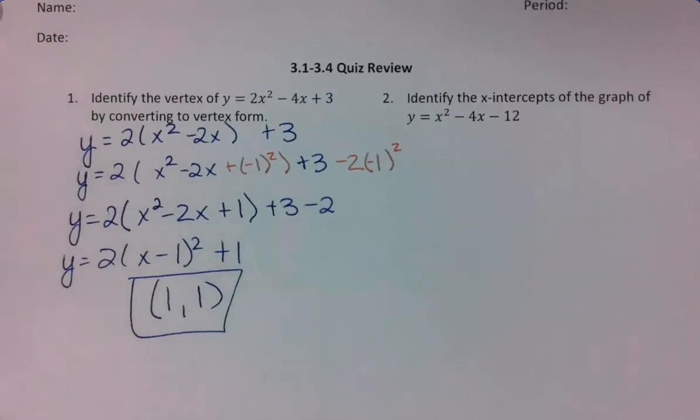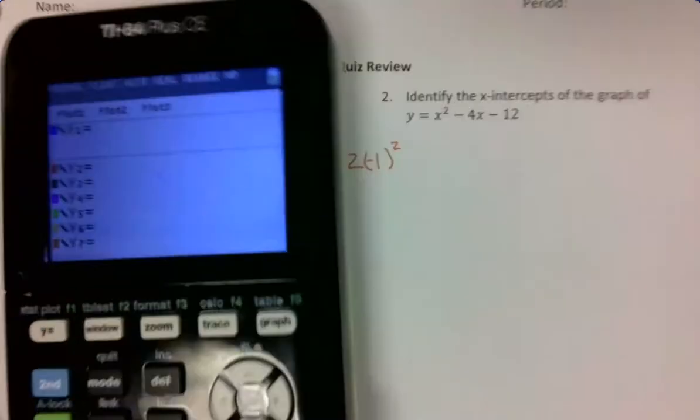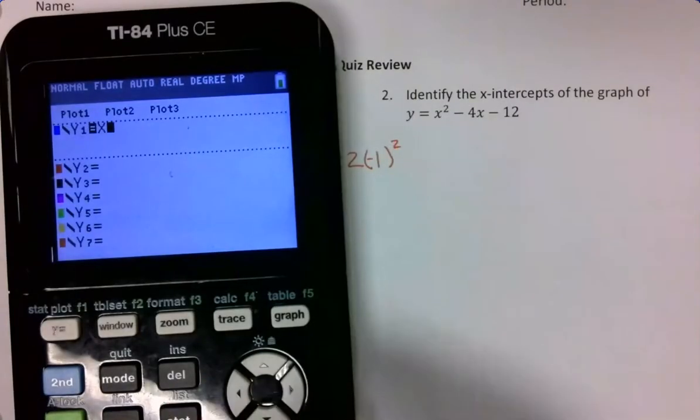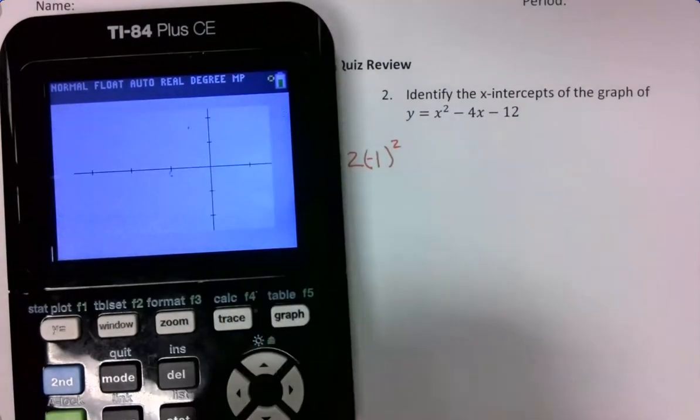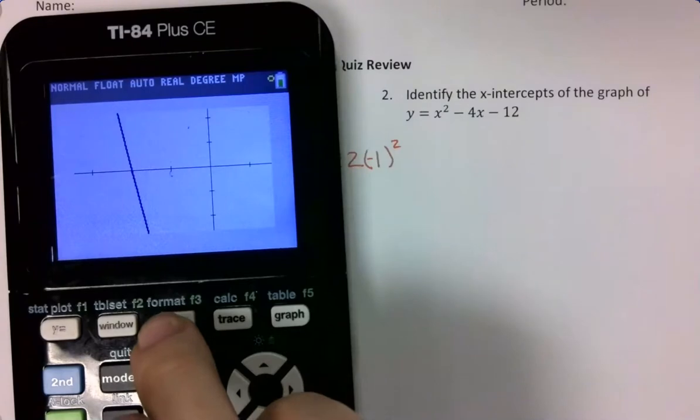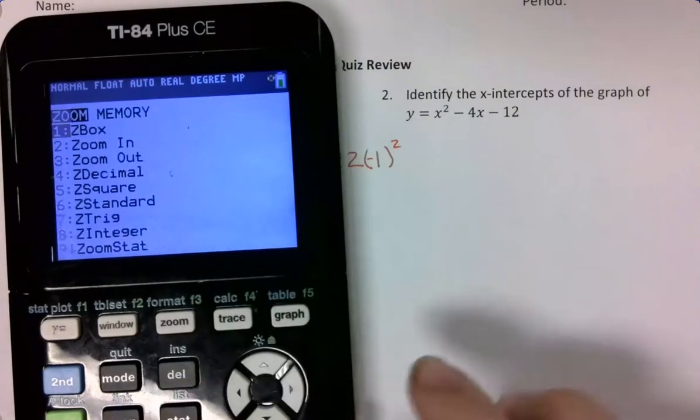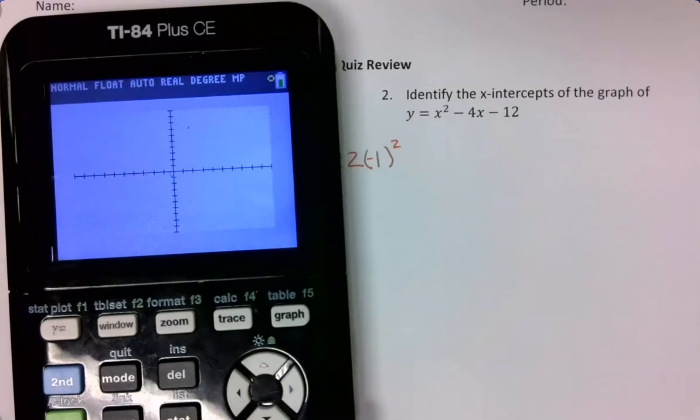Number 2 wants me to identify the x-intercepts of this graph. It doesn't tell me what method to use, so I am going to go ahead and graph this on my calculator. I'm going to type it in. I have x squared minus 4x minus 12. And I want to go graph it. Ooh, I want to fix my window. Okay, now that I've fixed my window, I want to figure out what these two zeros are.